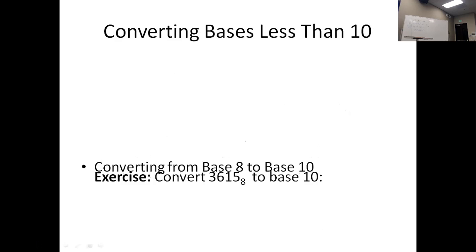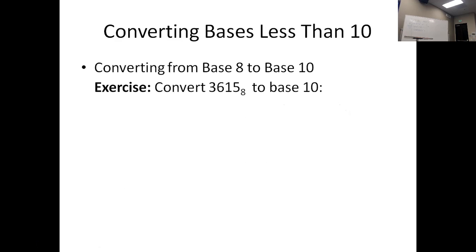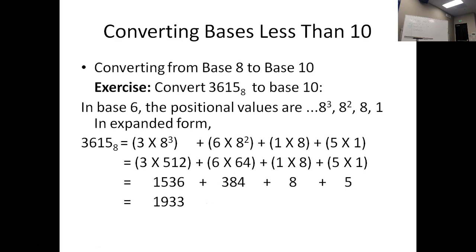All right. Converting bases less than 10, again, same thing. Here we have base 8. Again, keep in mind our base is 8. So we take the digits 3,615. We take the digit 3, digit 6, digit 1, digit 5. The base is 8, so they are all multiplied by 8, but we apply the rule of n minus 1.